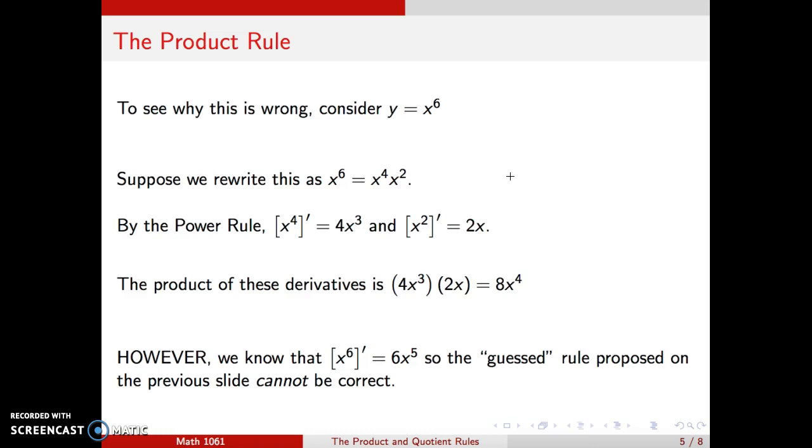Just a real quick, silly example. Suppose we've got y equals x to the sixth. Now, reasonable people would never do this, but you could write it as x to the fourth times x squared. Now you see it as a product of two things. You already know how to take the derivative of these two factor functions anyway. So the derivative of x to the fourth by the power rule is 4x cubed. The derivative of x squared is 2x. So if we were to look at the product of these two, this times this, you would end up with 8x to the fourth.